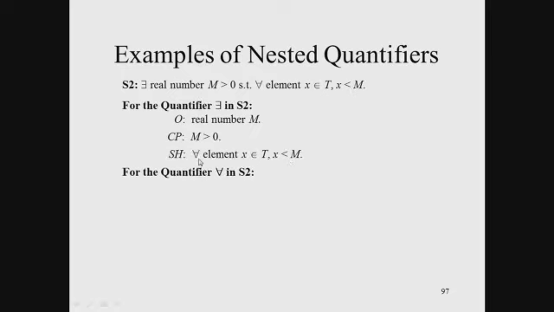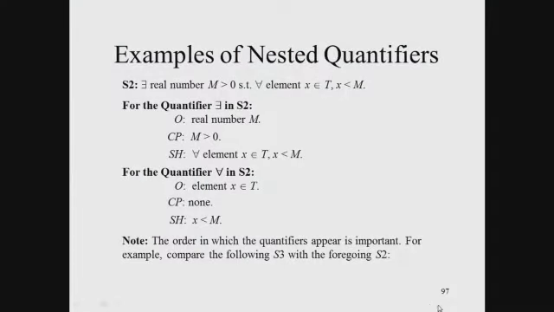Now we deal with the second quantifier, for all, right down here. Again, we have to identify the objects, which are elements x in T. The certain property, there isn't one. And the something that happens, x is less than m. So in summary, all you have to do is work with the quantifiers as they appear from left to right.